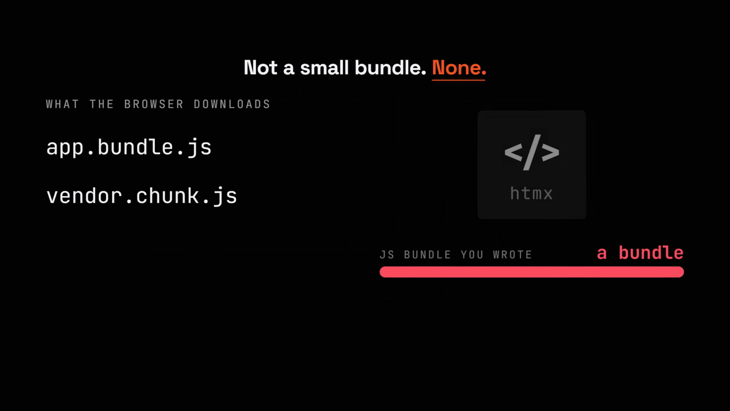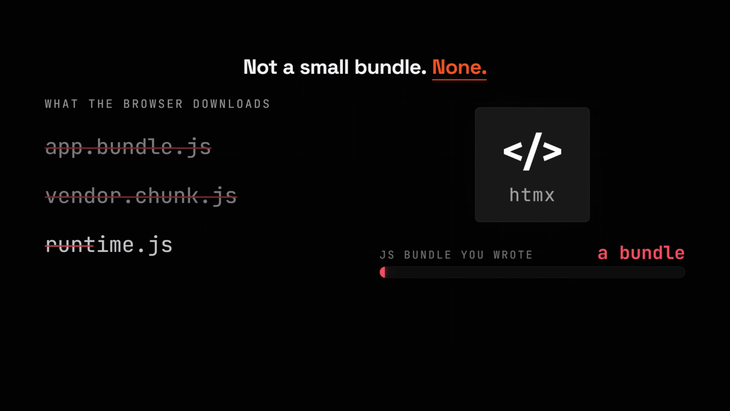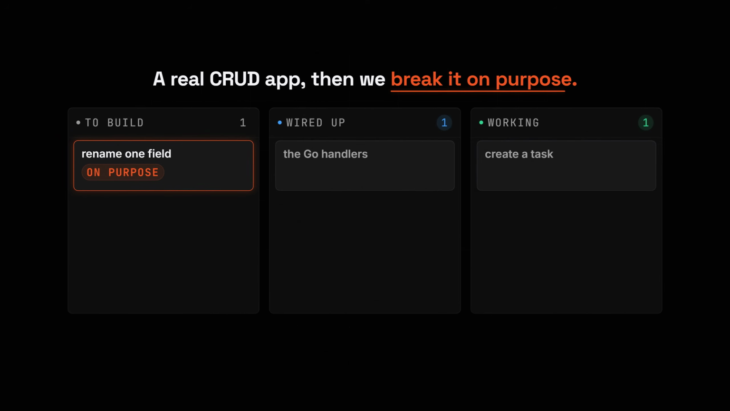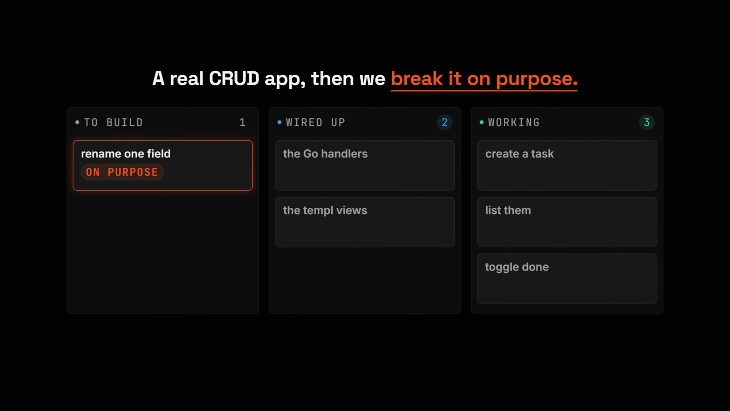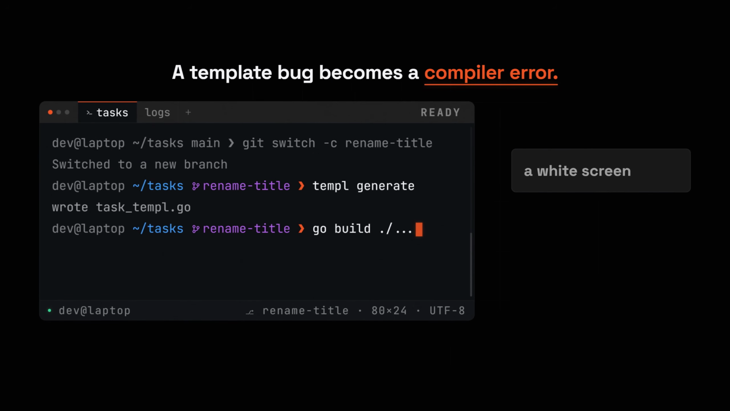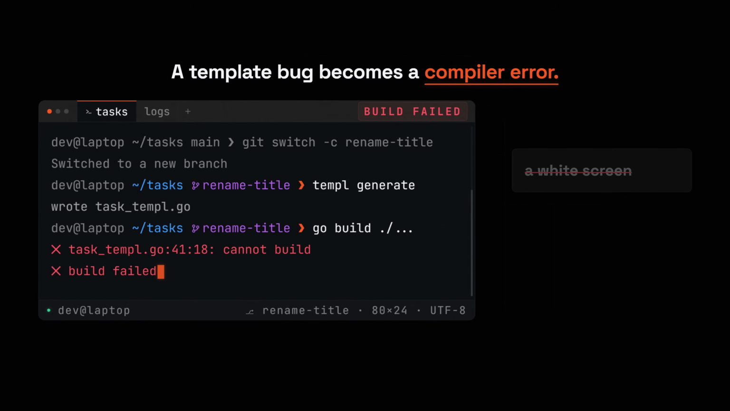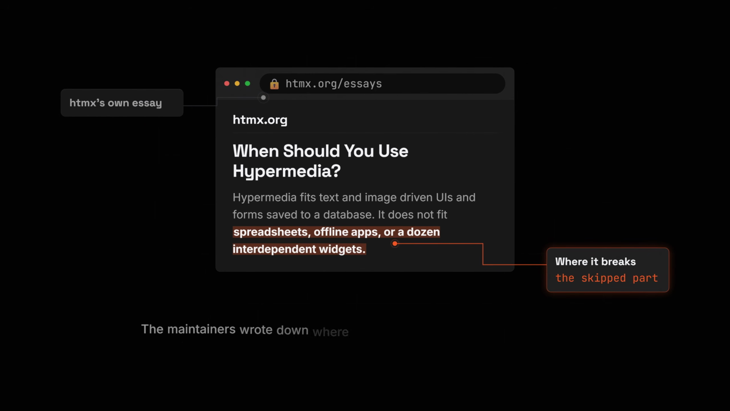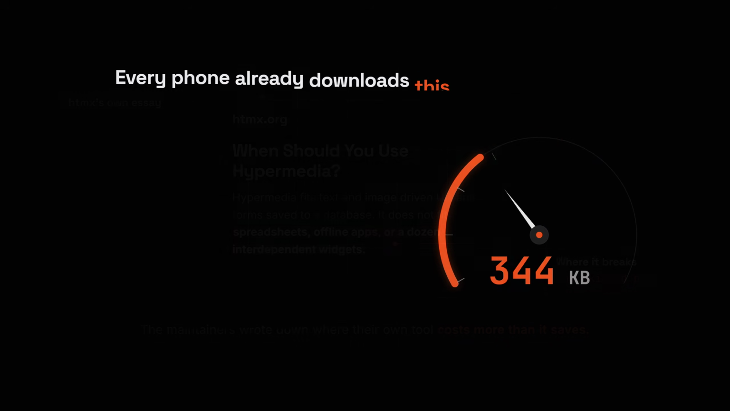Pair it with HTMX and the browser never downloads a JavaScript bundle you wrote. Not a small one. None. So we're going to build a real CRUD app on this stack, front to back, and then break it on purpose. We rename one field, run the build, and watch a template bug become a compiler error instead of a white screen. Then the part the tutorials skip, where this stack costs more than it saves, in the HTMX maintainer's own words. One number to carry in.